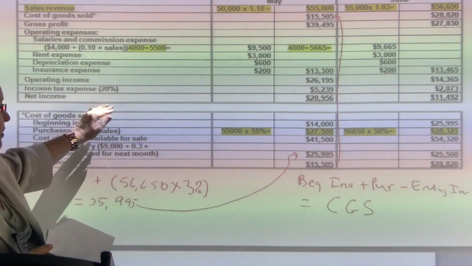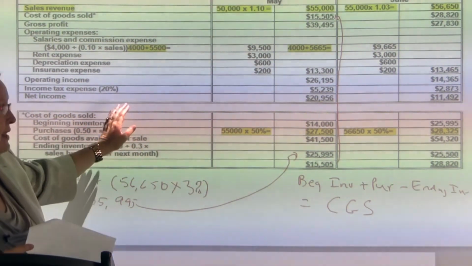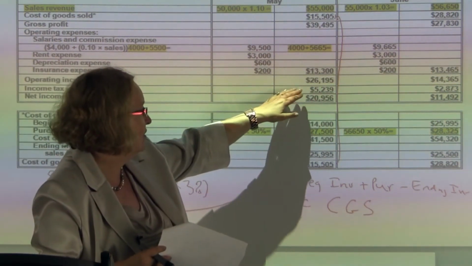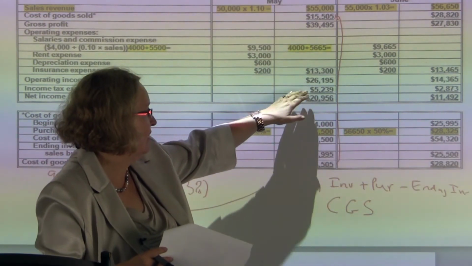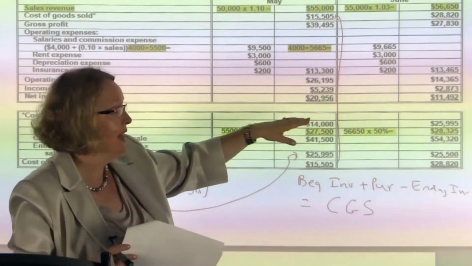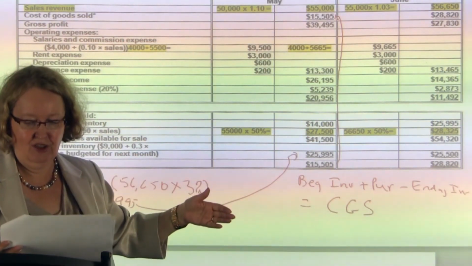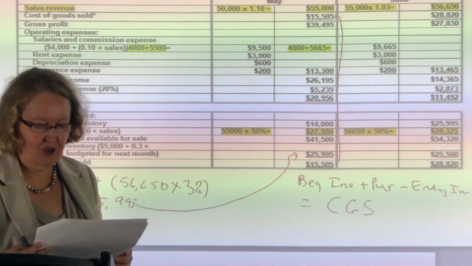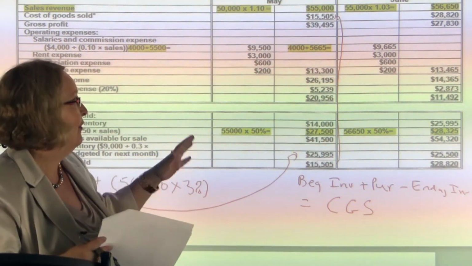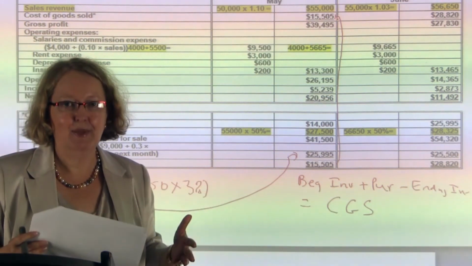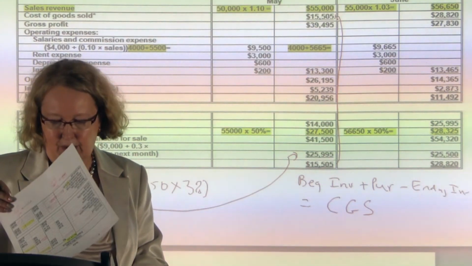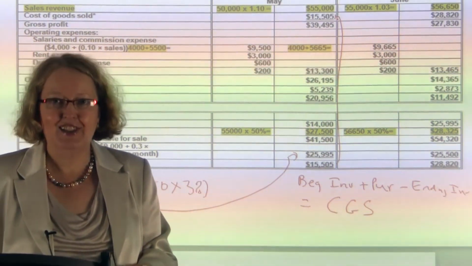Then here we're given an income tax rate of 20%, so deduct 20% for income tax. 20% times your 26,195 is 5,239, which will give you 20,956. You follow the exact same calculation for the month of June. I won't repeat all of that here because if you followed along for the month of May, you do the same thing for the month of June. So that concludes problem 9-62.